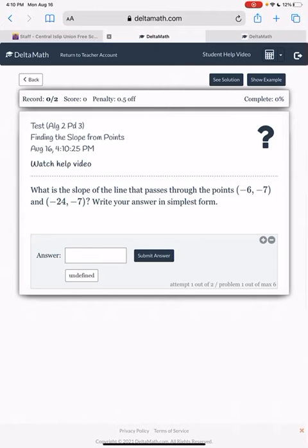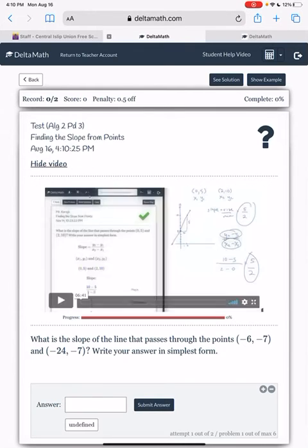The nice thing about Delta Math when it's in practice mode is that it can show you an example of how to do something, and it also gives you 2 tries. So if you don't know how to do whatever it is you're doing, like if I didn't know how to find the slope, first off, you can watch a help video. You can see that right in the middle. If you wanted to watch a video, it would show you a video on how to do that.